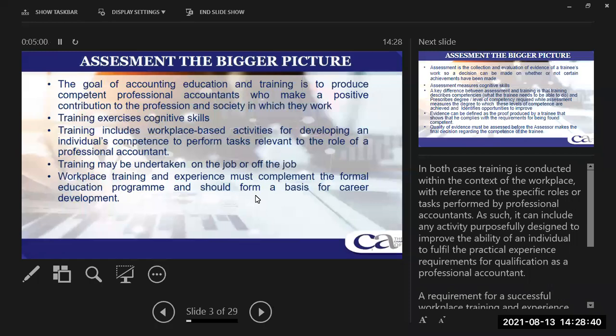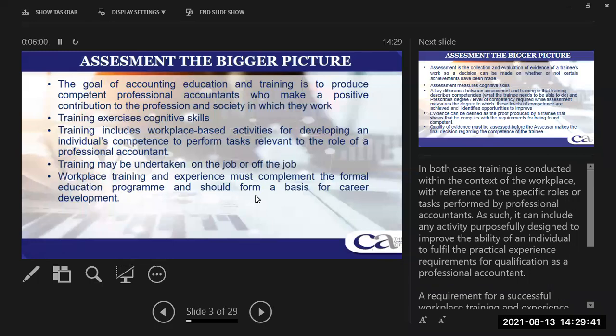Assessment, the bigger picture. So the goal of accounting education and training is to produce competent professional accountants. As trainers of accountants, our main objective is not only to create people who are competent in accounting, but also to develop people with the skills who can contribute to society positively through their work. So what ICAS has done is come up with a comprehensive training program, which molds or develops an accountant who is competent in terms of accounting, who also contributes positively to the profession and society as a whole. This is what we call the ICAS training program.